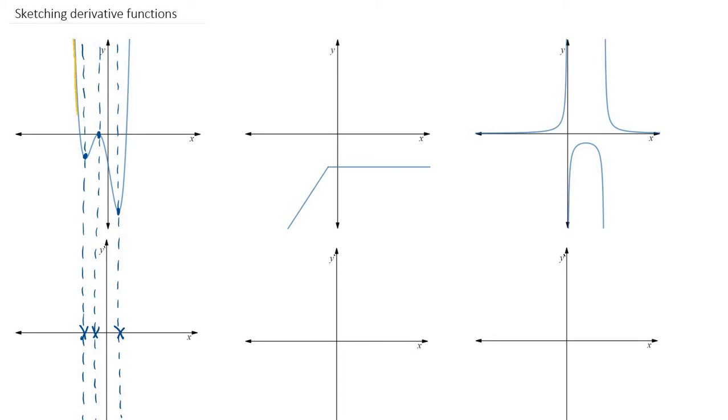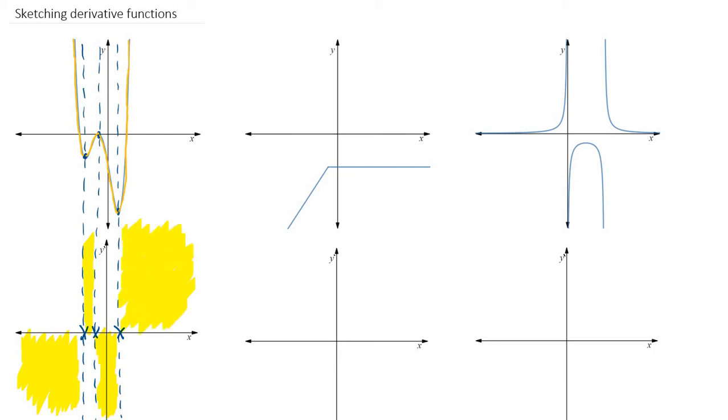Through this region here, the graph is decreasing. So in the graph of the derivative, it will be below the x-axis. Through this region here, the function is increasing. So in the graph of the derivative, it will be above the x-axis. Now the function decreases again, below the x-axis, and then it increases again, above the x-axis, in the graph of the derivative.